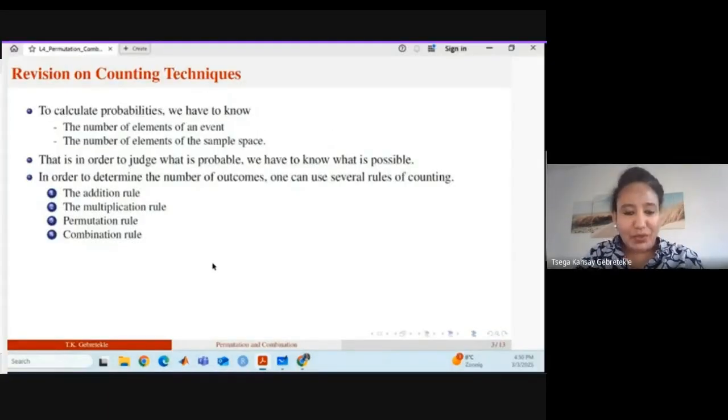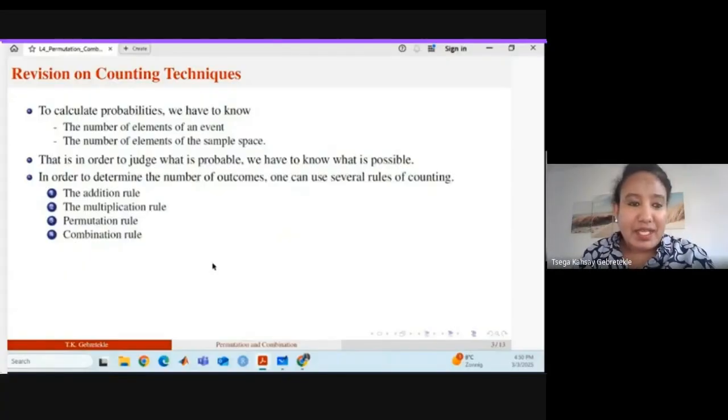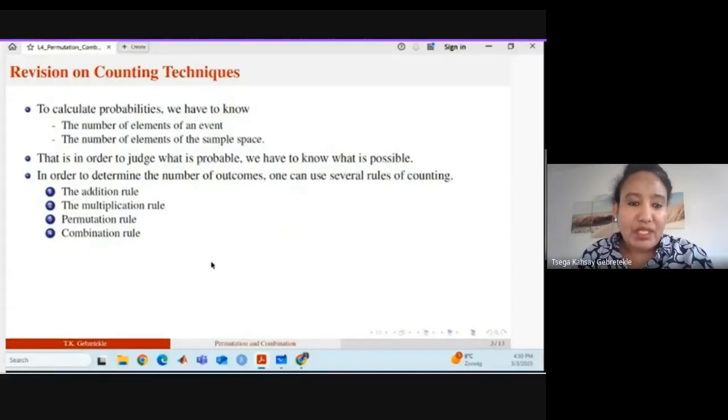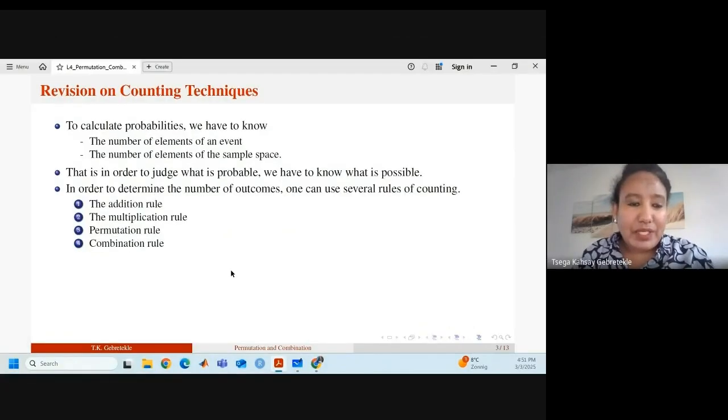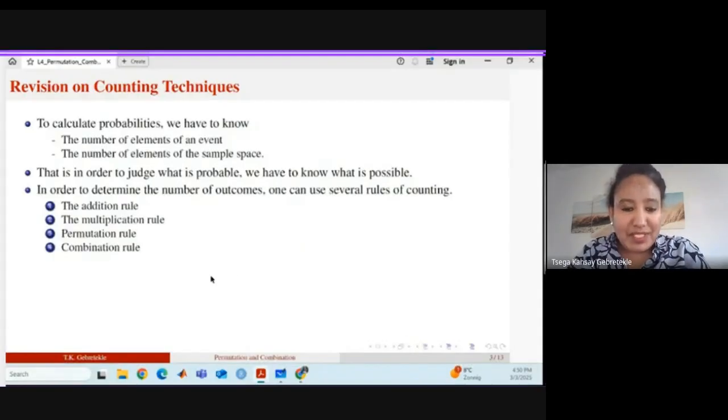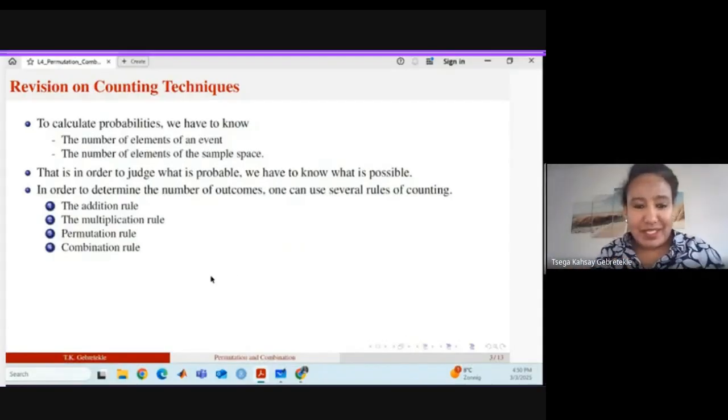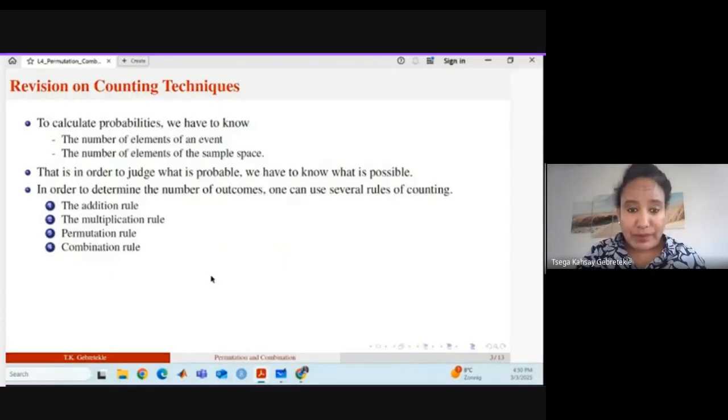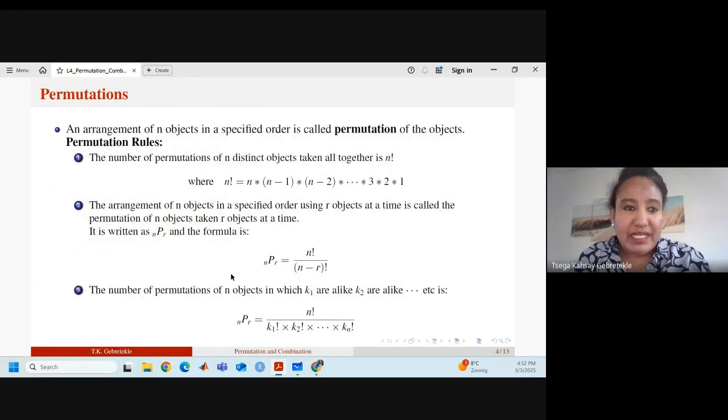In the previous video, I already explained the reason why we need to use the counting techniques. As a revision, if we want to calculate probabilities, we have to know the number of elements of an event and also the number of elements of the sample space. In the previous video, I also explained the addition rule and multiplication rule, and gave examples. So let's discuss permutations.